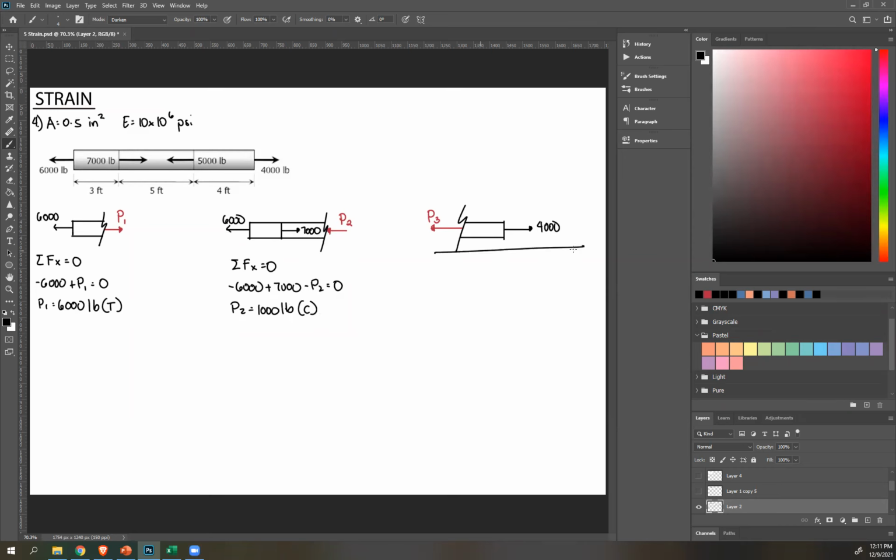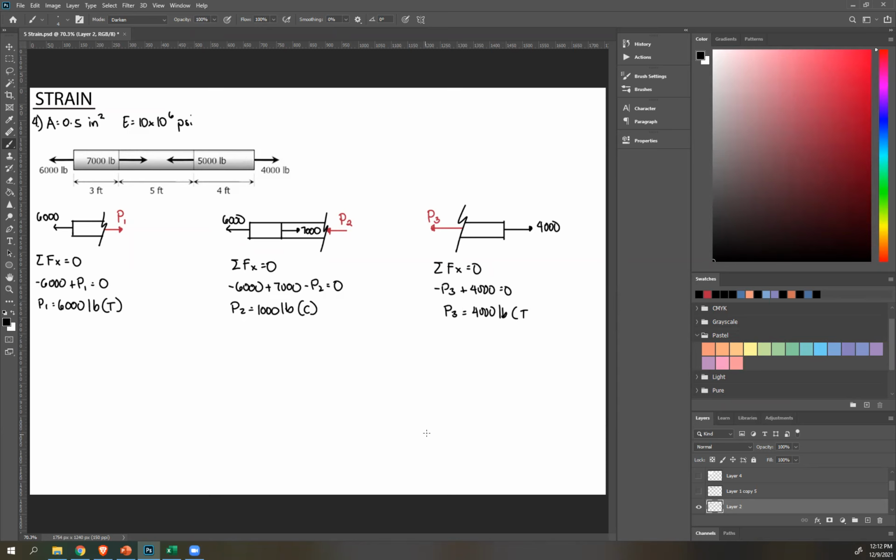Right. And then finally, we have this summation of forces in X equals 0, negative P3 plus 4,000 equals 0, and then P3 is just 4,000. And we already know force away from your segment, that's tension. Okay, now, that's not our answer yet, but that is your internal loads.